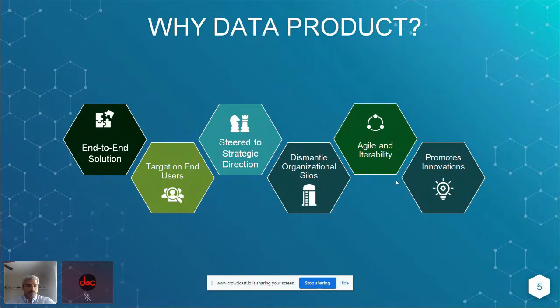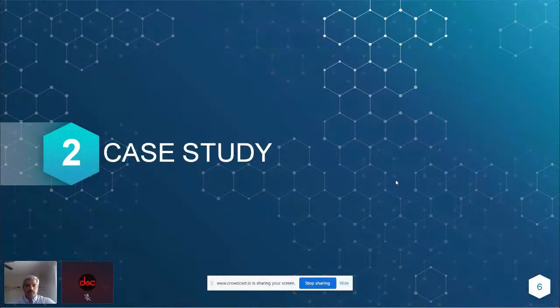The other is that it offers an end-to-end solution. It's not just an algorithm that predicts something. There's going to be segmentation, or insights that the business wants that they can put into action. Another benefit is that it's end-user targeted and steered to a strategic direction. It's agile and iterable, and promotes innovation. So with that introduction, I'm going to move on to the case study. The case study we're going to talk about is on the consumer side, an attrition study that we did.